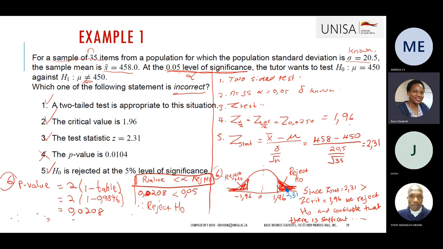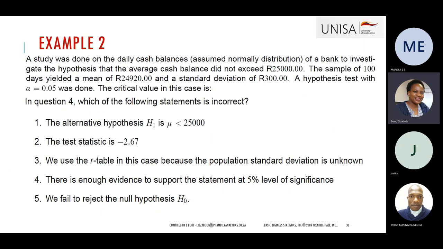If there are no questions, then let's look at another example. So here we're looking at when the population standard deviation is unknown. How do I know that it is unknown? Let's read the question.